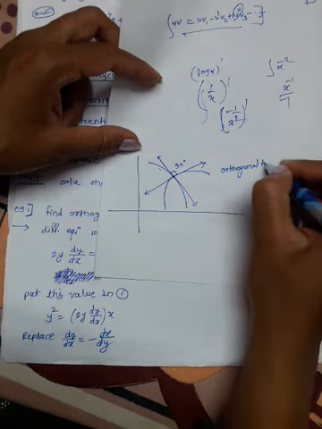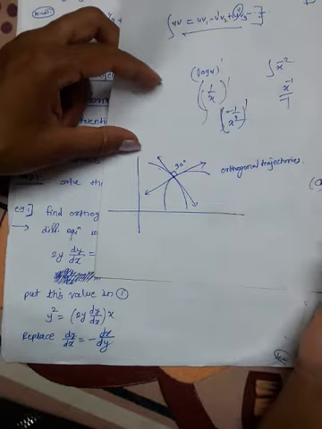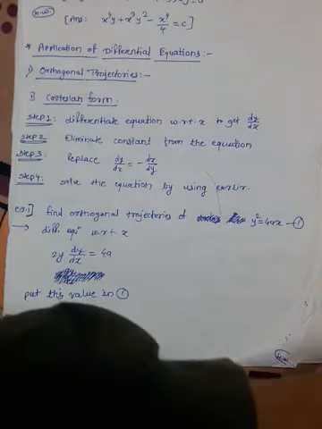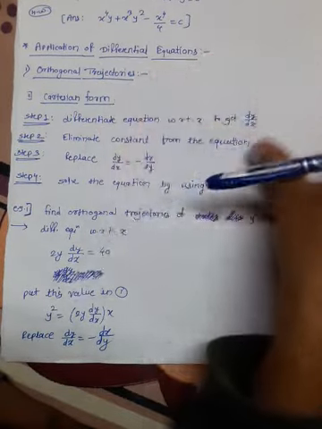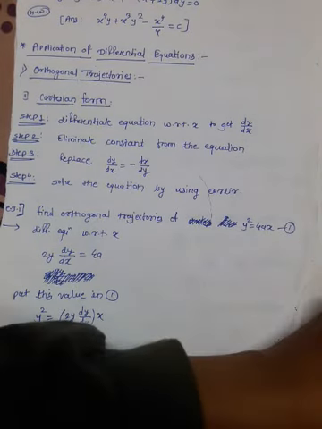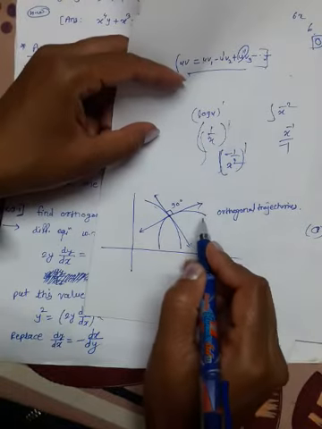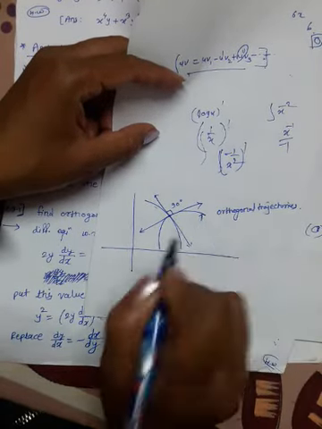or orthogonal trajectories. This is the basic concept of orthogonal curves. Now let us see how to find the orthogonal curve of a given curve. Meaning, in the example we are given the equation of one curve. We have to find the equation of the other curve, that is, the orthogonal trajectory equation.